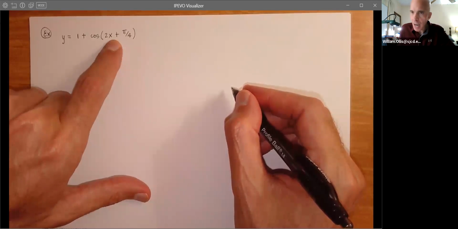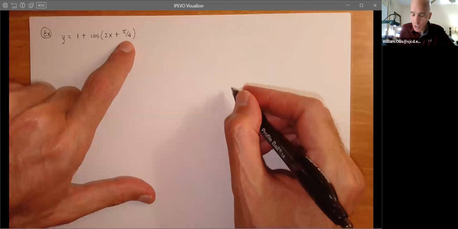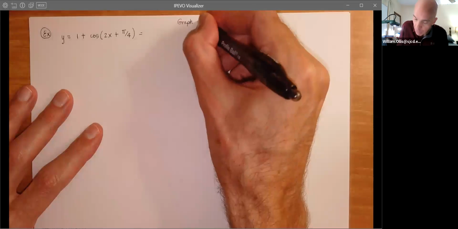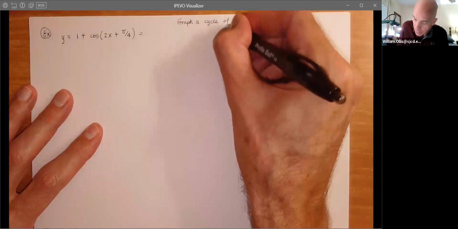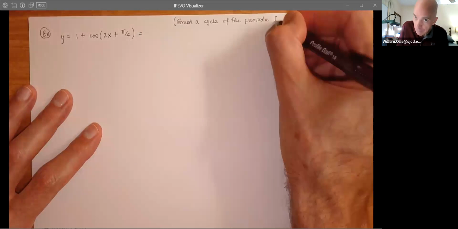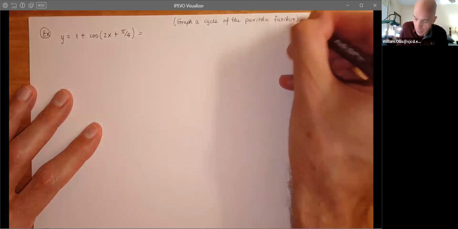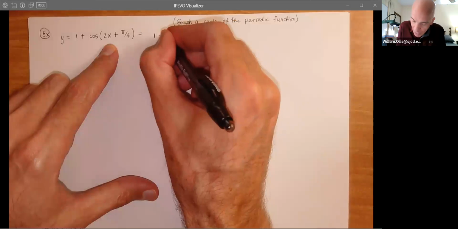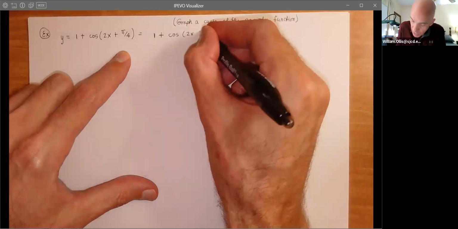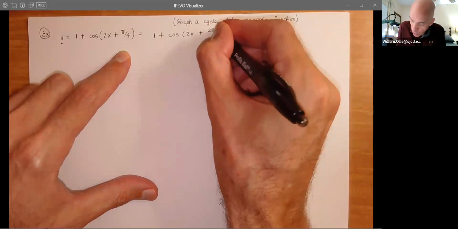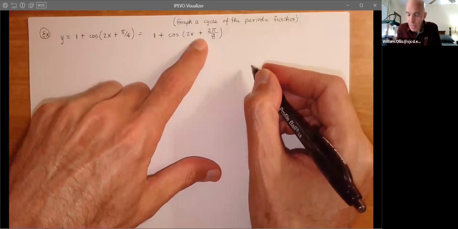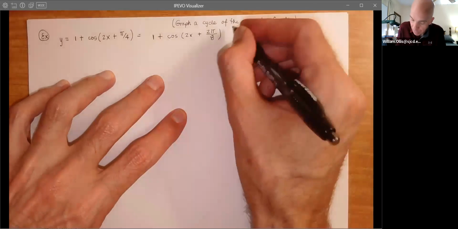Notice here, this is not factored. We see that the k is 2, but we need to figure out what the shift is. So the first thing we're going to do, again, we want to graph a cycle of the periodic function. So when we look at this, we're thinking, okay, let's go ahead and factor. Let me write it in a more user-friendly way. So we have the 2x. So now what we can do is put in the 2 here and then the 2 downstairs. So just multiply and divide by 2. A lot of times when you factor, if you do this first, then the factorization is a little bit easier.